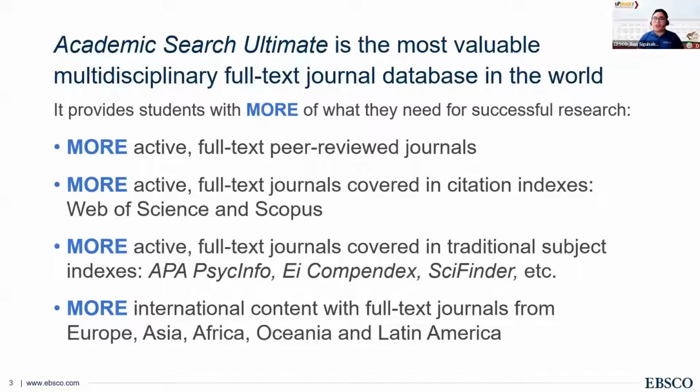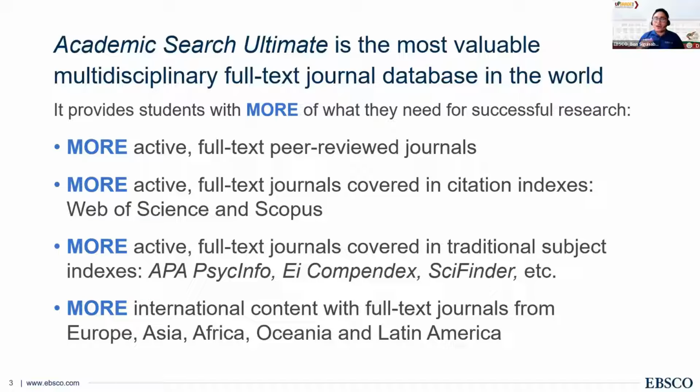If most of you are familiar with subject indexing databases like PsycInfo, SciFinder, and EI Compendex, through Academic Search Ultimate we provide more full text content to those subject-indexed databases, in case you are currently subscribed to them. We also provide more international content in terms of journals globally. It's not only defined in the United States, but we have a vastly growing content, especially for the Asian region.